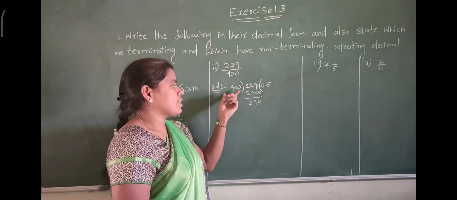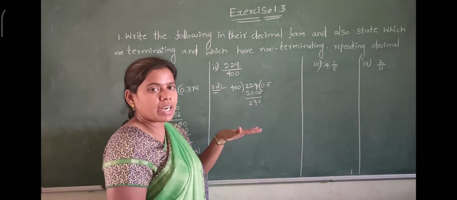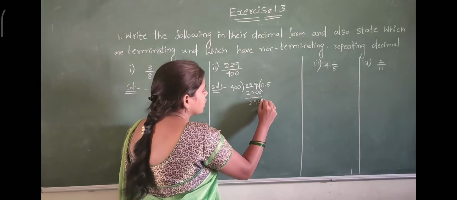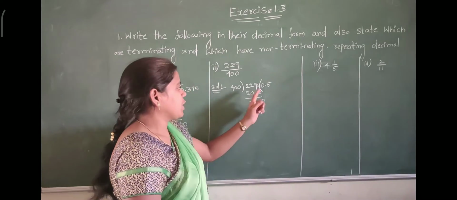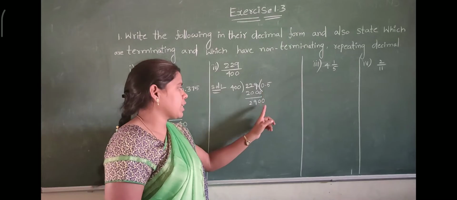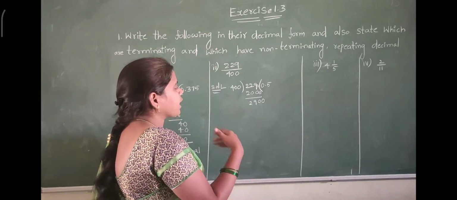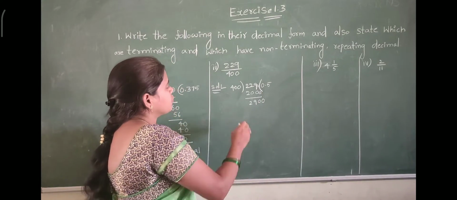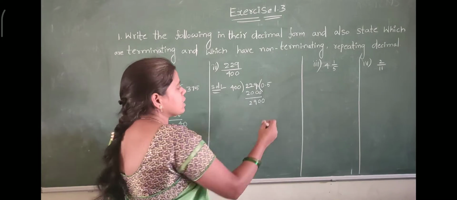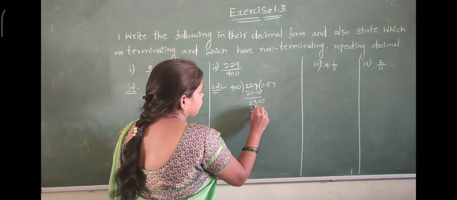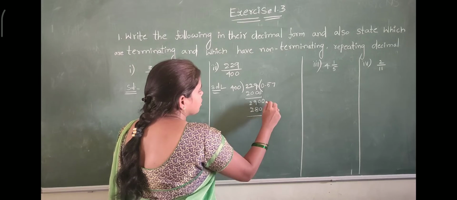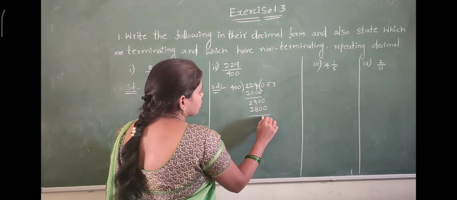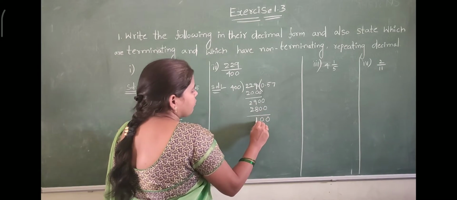290 is less than 400, so we can't divide. That's why we have to keep 0. Already we kept a decimal point here, that's why we can keep 0 here. Again you have to recall. 4 ones 4, like that. 4 sevens 28. 0 minus 0, 0, 0 minus 0, 0, 9 minus 8, 1, 100.